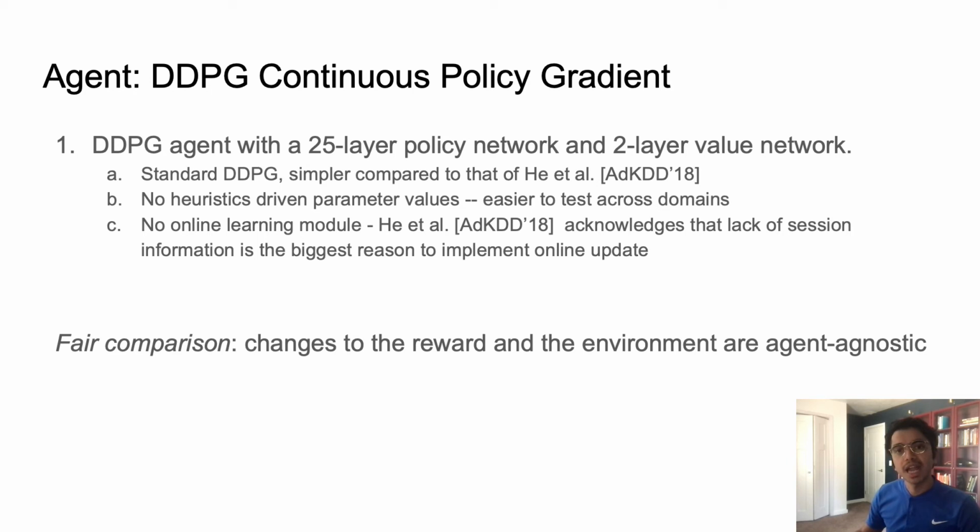Finally, we use a standard deep deterministic policy gradient with a 25-layer policy network and a 2-layer value network, similar to Hay 2018. We avoid the use of any heuristics on parameters of the model, making it easier to test across different domains. In addition, we do not have an online function update. Because our changes pertain only to the simulated environment and the reward signal, and are agent agnostic, we believe this provides a fair comparison across approaches.